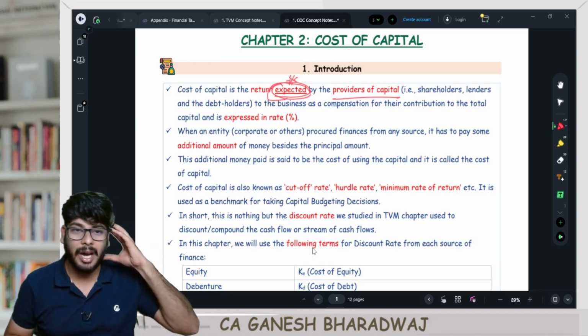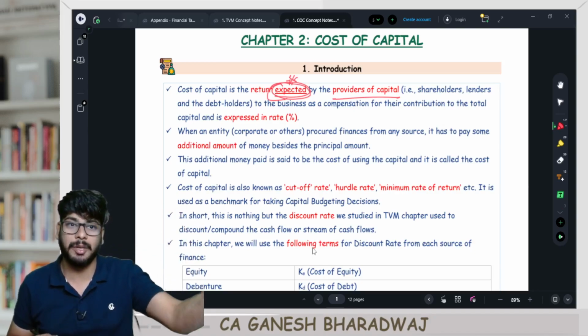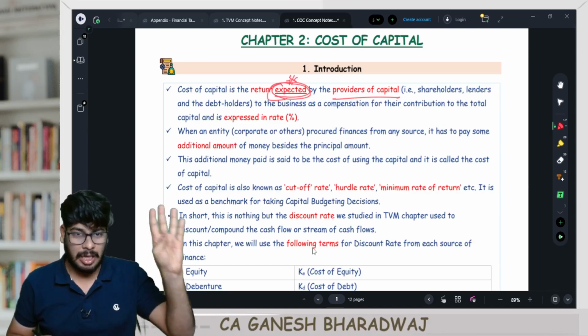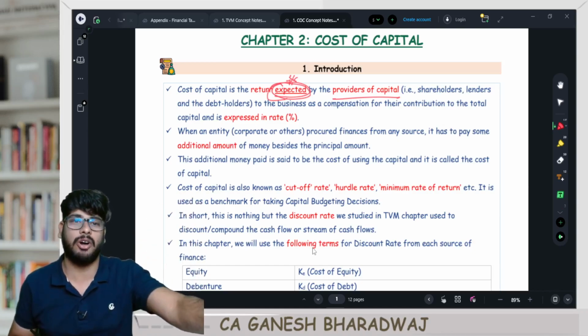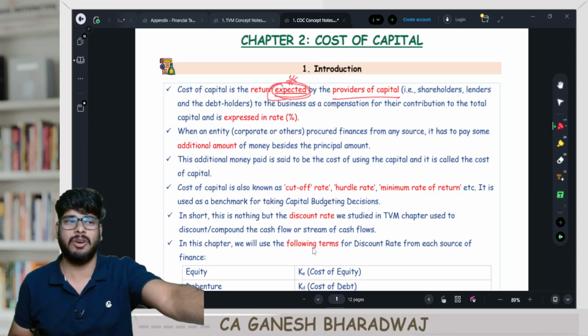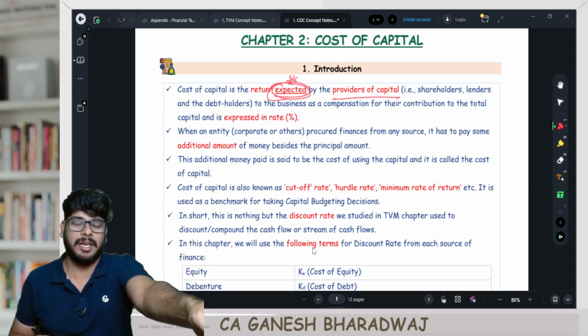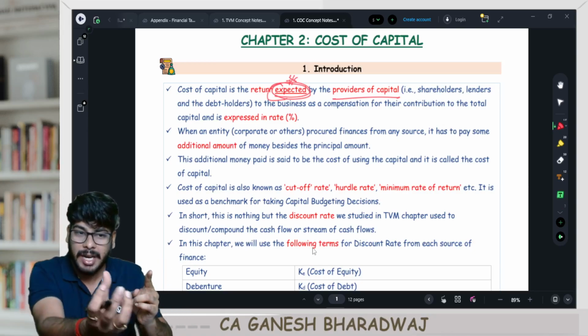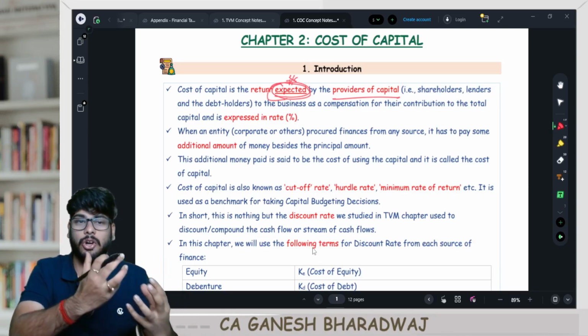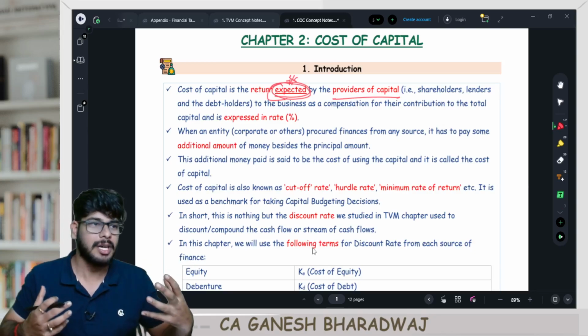We are dealing with the expectation of the providers of finance. So suppose the company has actually incurred a cost, that actual cost is irrelevant. Today, if their investors are expecting something, we deal with these figures. It is based on the model of opportunity cost. Are you clear with this?